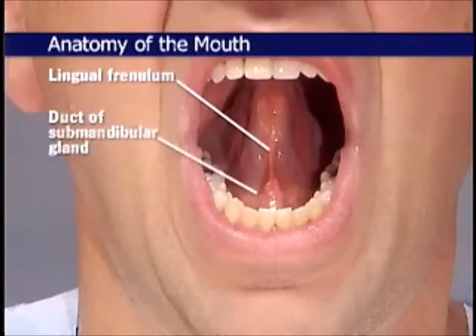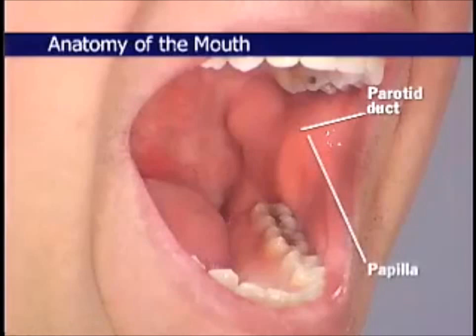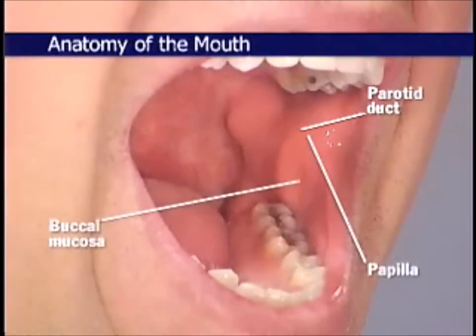At the base of the tongue, the ducts of the submandibular gland, known as Wharton's ducts, pass forward and medially. They open on papillae that lie on each side of the lingual frenulum. Each parotid duct, or Stenson's duct, empties into the mouth near the upper second molar, where a small papilla frequently marks its location. The buccal mucosa lines the cheeks.